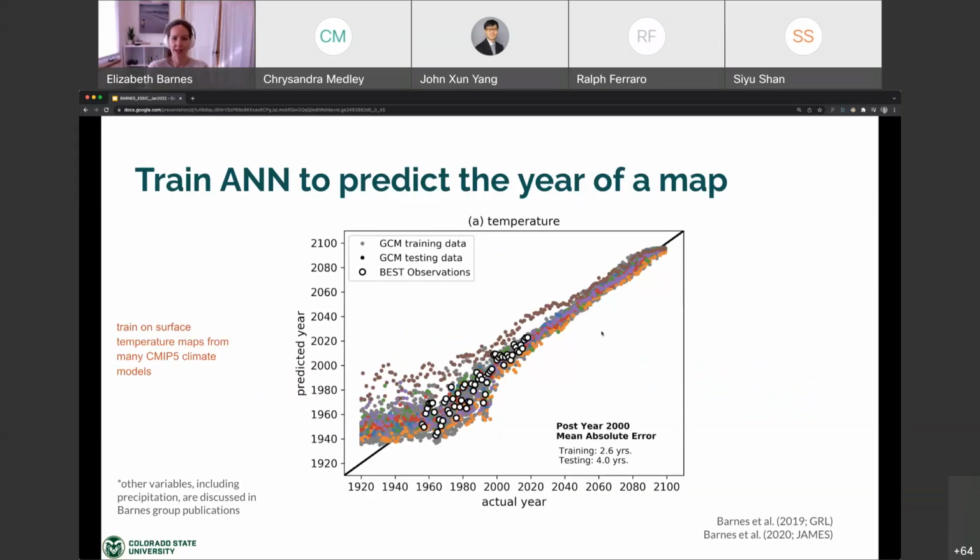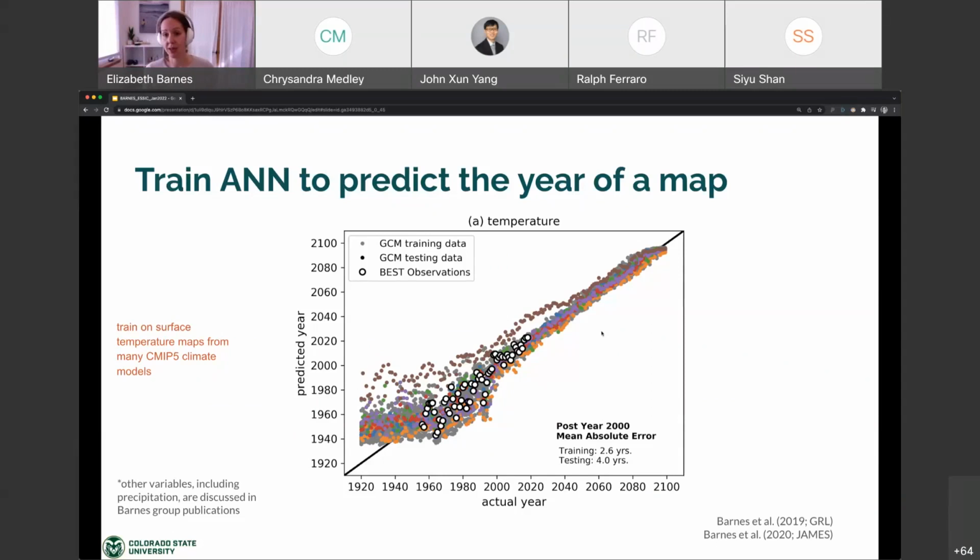So on the x-axis is the actual year of every map that we fed the network, and on the y-axis is the predicted year. So a perfect prediction would lie along that one-to-one line. The gray dots, which you can't really see, are the data that we trained on, and the color dots are the climate model output that we did not show the network while it was training. And so these are, if you will, the out-of-sample models the network has never seen before, and we ask, how did it do?